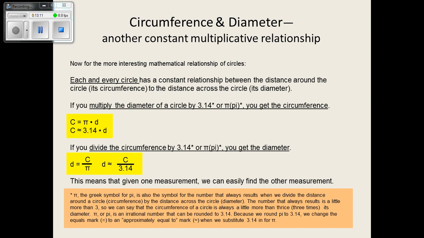So what we have is that each and every circle, no matter how big or how small, has a constant relationship between the distance around the circle, or its circumference, to the distance across the circle, or its diameter. What we get from that are two equations from two different perspectives. So if we go forward, we can multiply the diameter of a circle by 3.14 or pi to get the circumference. So that equation is circumference equals pi times diameter.